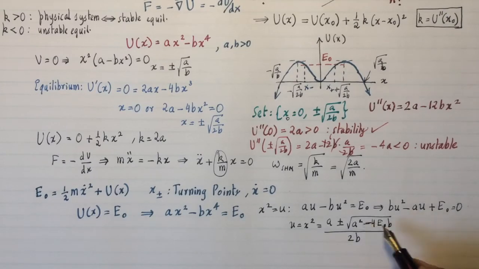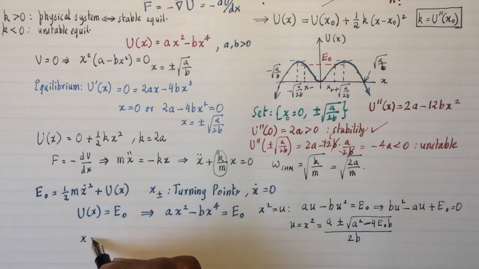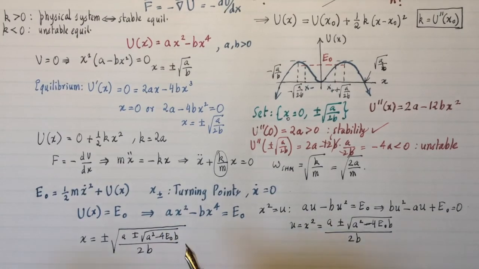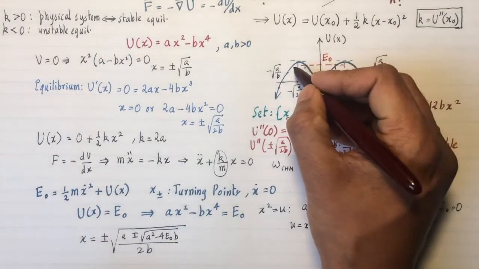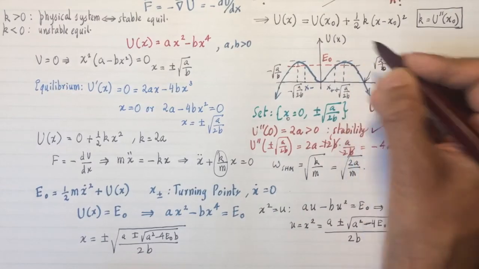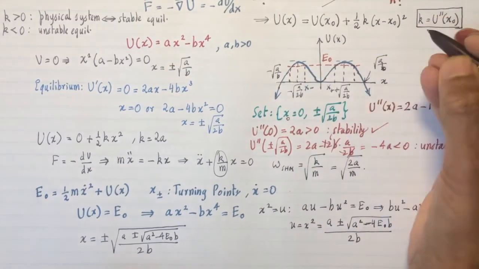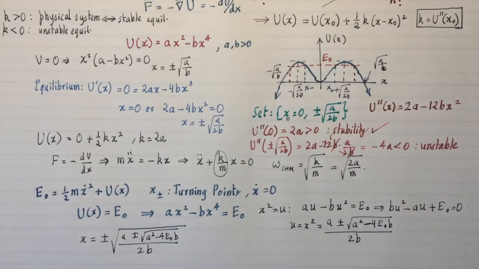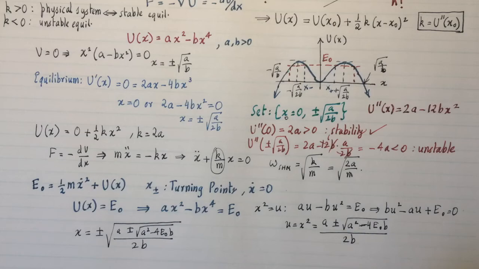So what's going to happen here is that both solutions are allowed, and then when I take the further square root, I'm going to get plus or minus the square root of a plus or minus the square root of a squared minus 4 E naught b, over 2b. So there are 4 solutions. How is that possible? Well, it is actually possible if you extend this all the way to the right. Then you'll notice there are 2 more solutions on this side, but we don't care about them. They're the other side of the hill. So we'll exclude those solutions and keep only the solutions that matter to us.